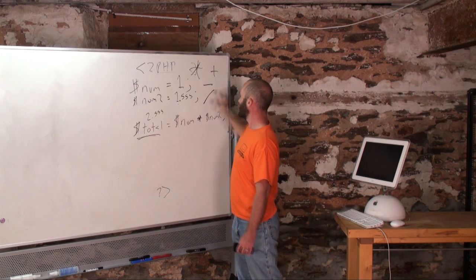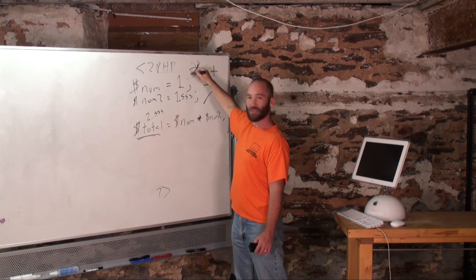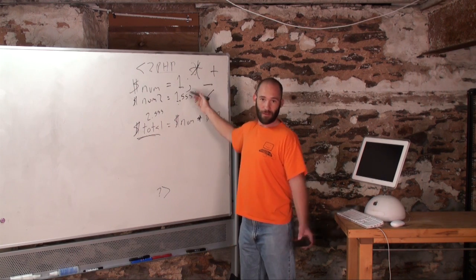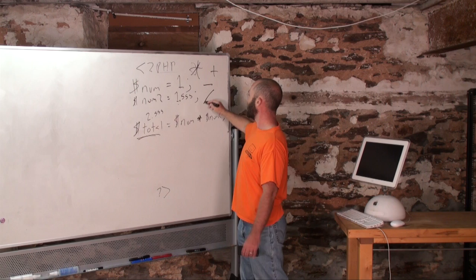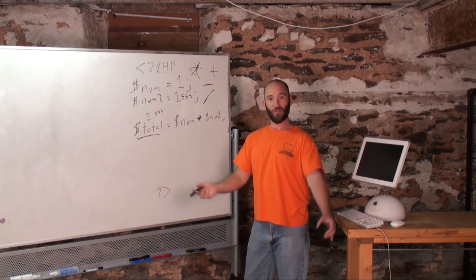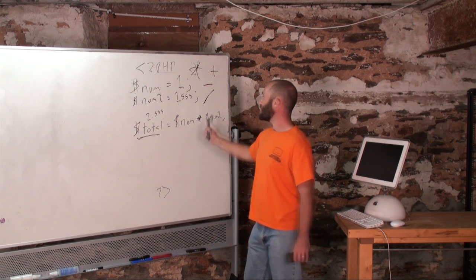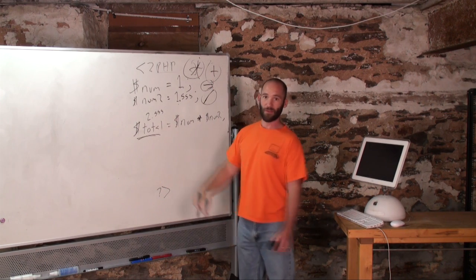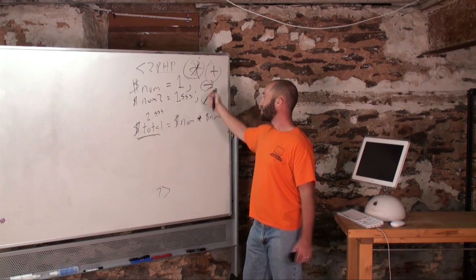If you do plus, you add these two together. If you do the star, the asterisk, you multiply them. If you do subtract, or the minus, you subtract. And if you do the forward slash, you divide. It's very simple. So these are the basic math symbols that you have hopefully used since about 5th grade. So you should understand that.